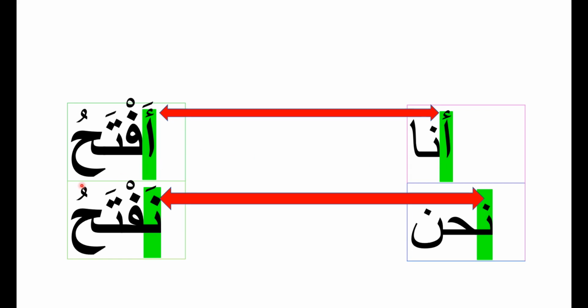أنا أفتح. The prefix is أ. And نحن نفتح. The prefix is ن. As you notice, the prefix of the verb and the pronoun share the same first letter.